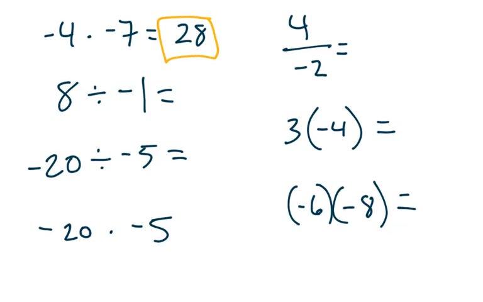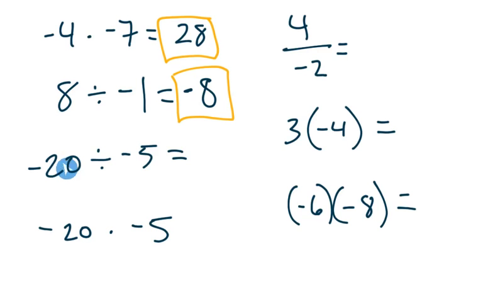Okay, next. 8 divided by -1. First of all, I'm going to ignore the signs, and I'm going to say 8 divided by 1 is 8. So I know the answer is 8, but now I've got to figure out if it's positive or negative. 8 is positive here because there's nothing here, so positive 8 divided by a -1. And I remember that a positive divided by a negative is negative, so I'm going to add a negative sign. And that is my answer, -8.